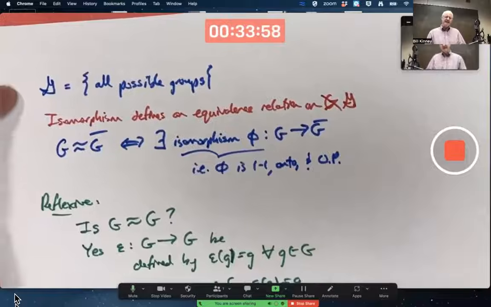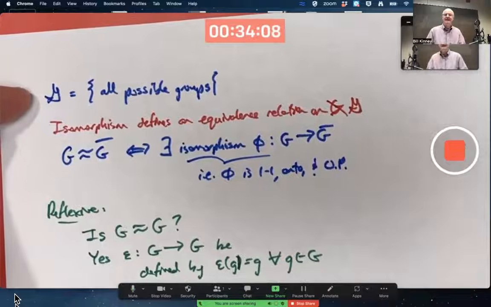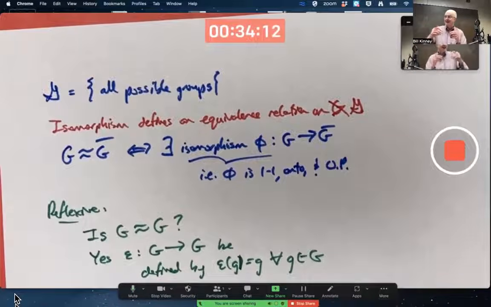Is it a big deal here in this example? Theoretically, yes, though it's hard to see any practical applications of it other than just as an idea. Two groups in this collection of all possible groups are going to be in the same equivalence class if and only if they're isomorphic. Okay, is that a big deal? Maybe, maybe not.